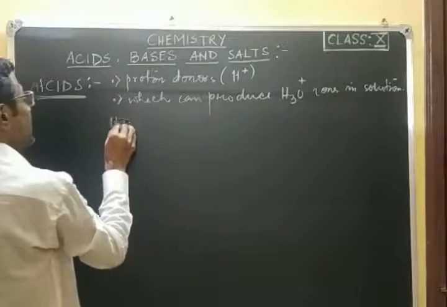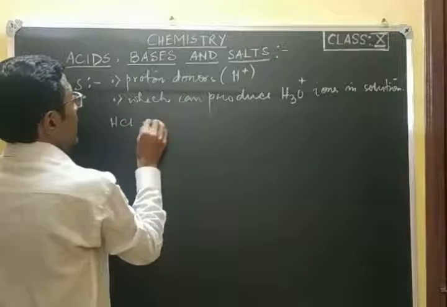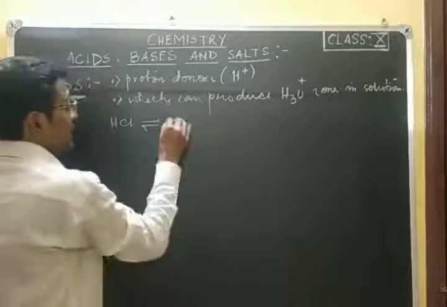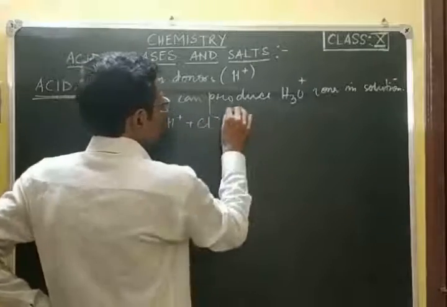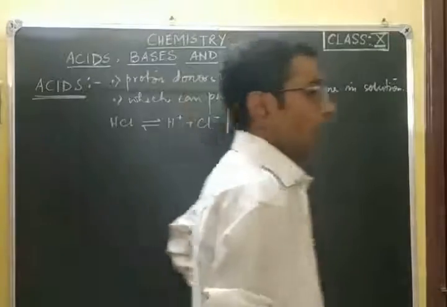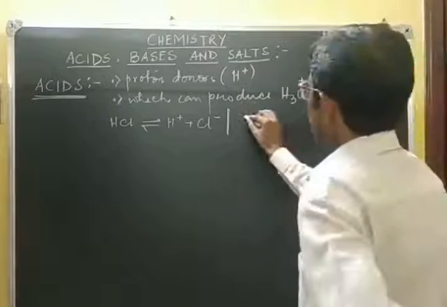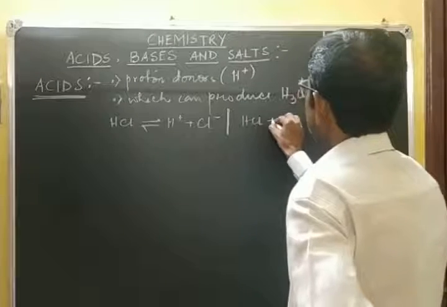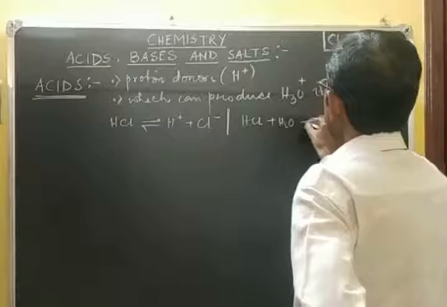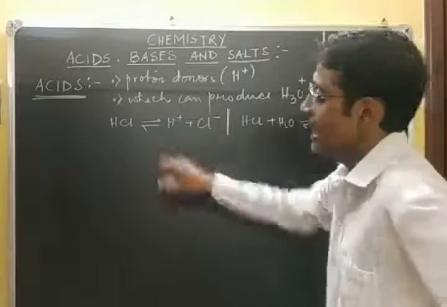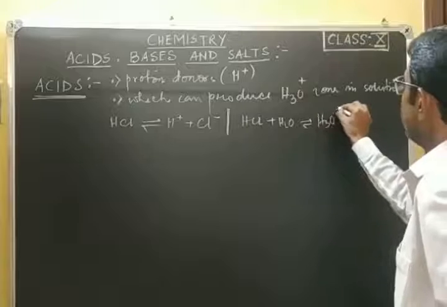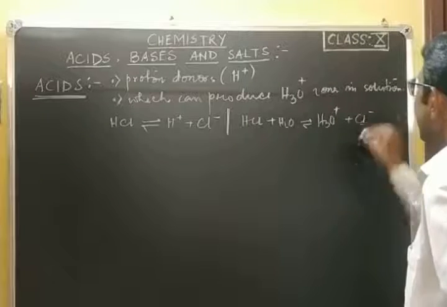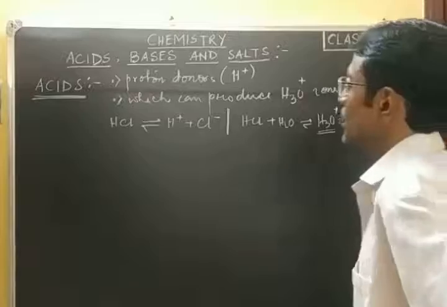That is, we can write HCl. It can be dissociated into H plus and Cl minus. This you have done up to now. Now we will be learning this same relation like this: HCl plus H2O, and see here I am writing the reversible sign, so you will be writing H3O plus and Cl minus. This is the hydronium ion.